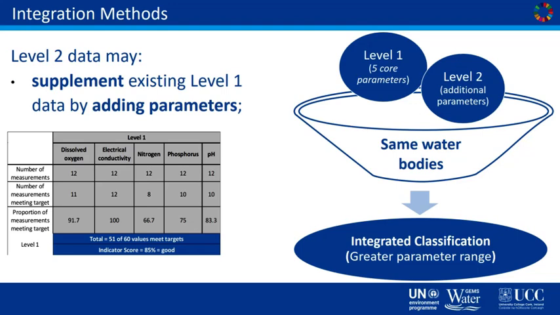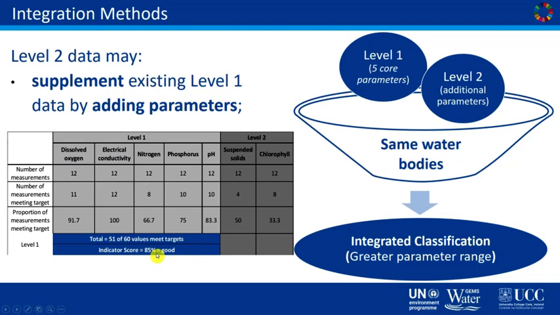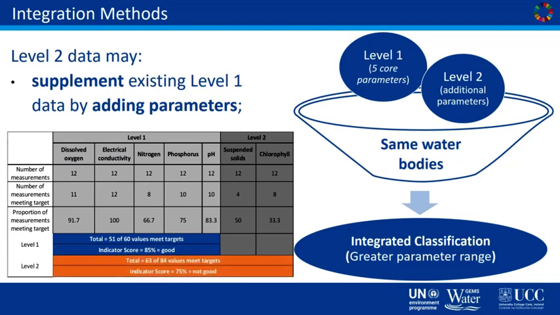So in this example, the 5 Level 1 core parameters produce an indicator score of 85%. But if you add the Level 2 parameters, suspended solids and chlorophyll A, and you apply the same binary target-based classification method, this produces an indicator score of 75. So this is just a simple example to demonstrate how additional parameters could be added using a method to supplement and to extend the parameter range.